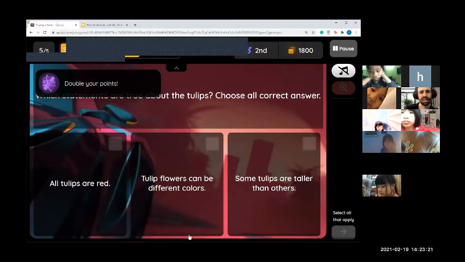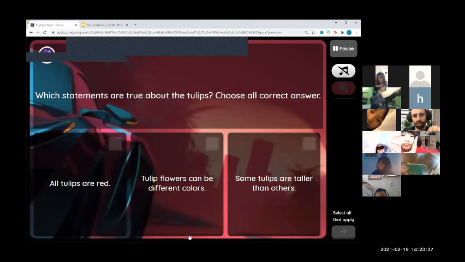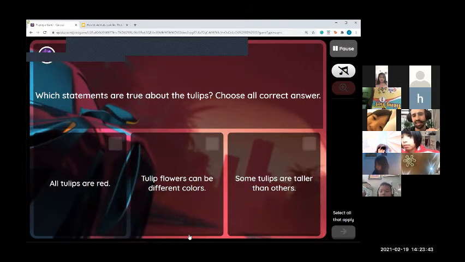Which statements are true about tulips? So they need to be true, which means they are correct. Choose all the correct answers. We have the first one, all tulips are red. B, tulip flowers can be different colors. And C, some tulips are taller than others.